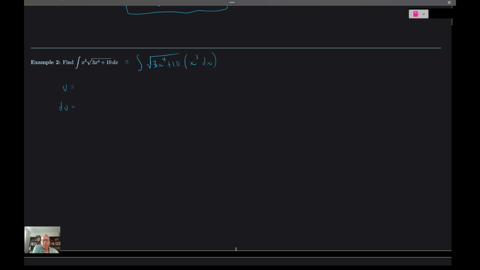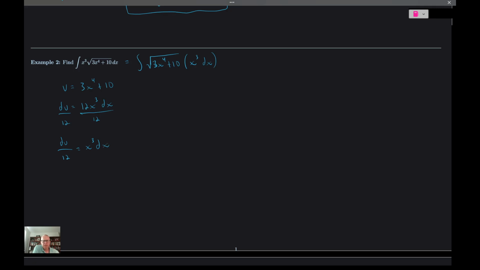So let's make u be 3x to the fourth plus 10. Du would be 12x cubed dx. And so now we're almost there. We have an x cubed dx, we have an x cubed dx. We got this extra 12 here. So let's divide both sides by 12, because really whatever we have here is what we want just by itself. So we want to solve this equation for what we have here. So that gives us du over 12 equals x cubed dx.